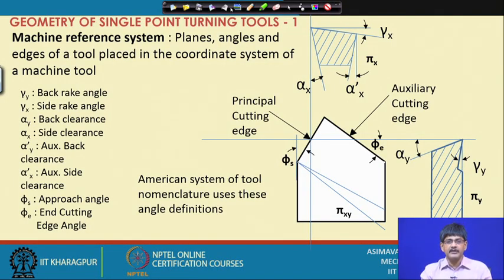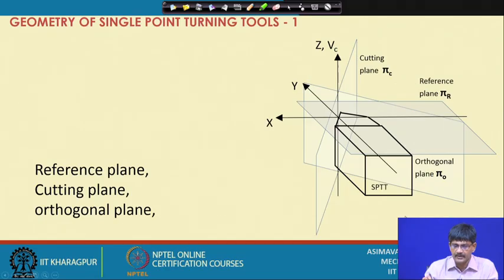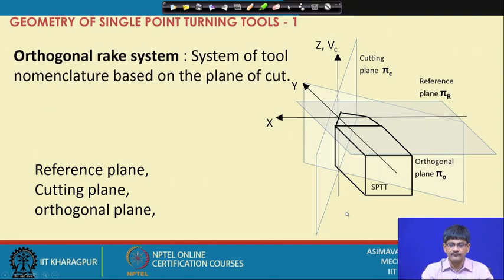So, the American system is not the only system. There are other systems which have been formalized, and let us have a quick look at those. Another one is where the cutting edge forms the basis of the definition of the geometries, that means the angles and the edges, etc. So, whenever we have cutting edge or rather cutting plane based system, we call it the orthogonal rake system.